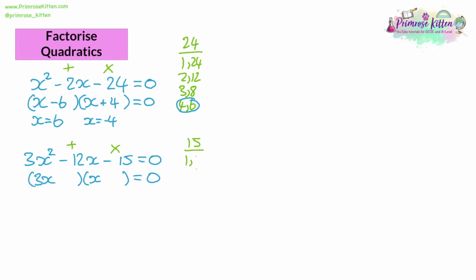So we could have 1 and 15. We can't divide by 2. We can divide by 3, that'd be 3 and 5. And we can't divide by 4, so we've finished our list. So how can we get a 12 from those numbers? Well, we can. But another trick is, because we have a coefficient on the x squared, the 3, and that's found its way into one of the brackets, that's actually going to multiply the second bracket by 3.